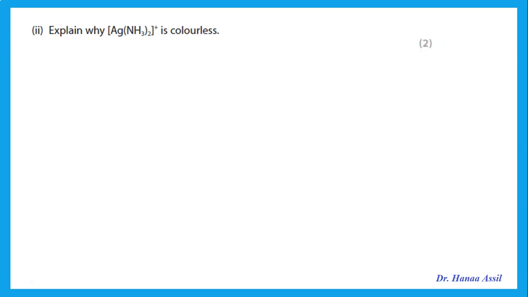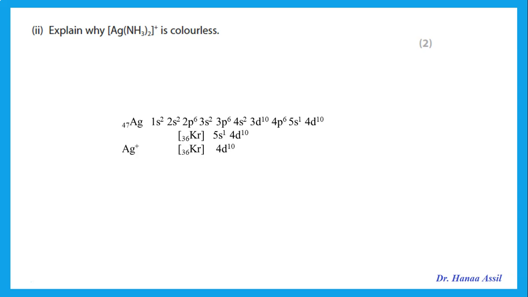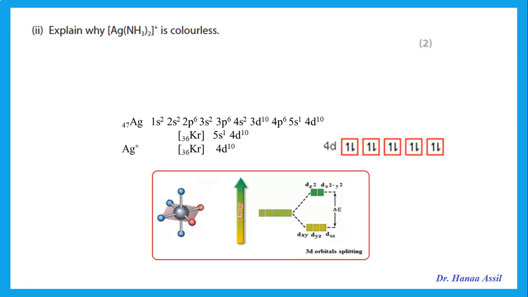Explain why silver ammonia 2 complex is colorless. Now, we just said transition metals should form colored complexes, but silver plus forms colorless. This is because its 4d is complete. And you should know, why does a transition metal complex form colors, or why is it colored? This is because when the central metal ion forms dative bonds, this repels the d orbitals. This causes splitting in the d orbitals.